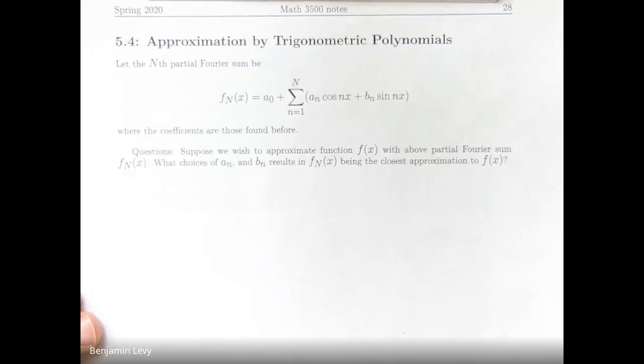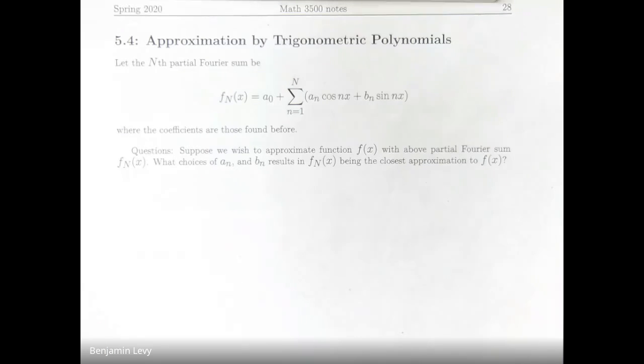Okay, so let's finish this stuff. This last section of chapter 5 is about the error associated with Fourier series. So we know that Fourier series can be used to approximate periodic functions. And then what we saw in the video last time is that the Fourier transform can be used to approximate non-periodic ones.